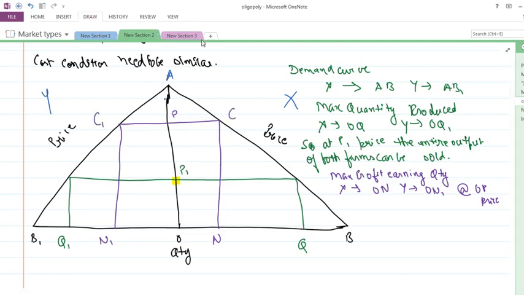So in case of firm X, it would be having a profit equivalent to this level. Okay, so this is the profit of firm X, that which I am shading with green. So the profit of firm X would be ONCP.